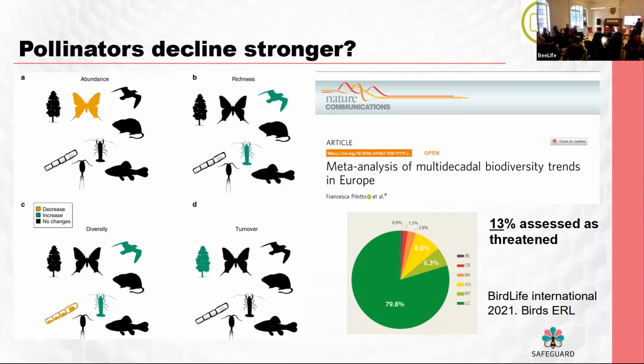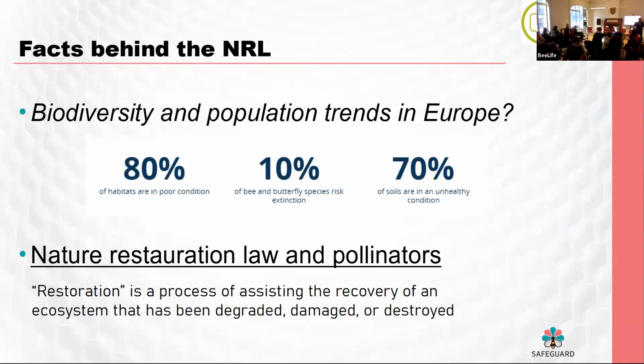So just to sum up, when we are talking about biodiversity and population trends in Europe, yes, we have a decline. 10% of bees and butterflies are at risk of extinction, and there are a lot of habitats also that are in poor condition and we lose. So based on these facts, based on this evidence, the institution proposed a law for restoration. And here I put this important definition of what we are talking about when we are talking about restoration. Restoration is an active process. It means that we, land managers, are going to put some actions to assist the recovery of the ecosystem that was degraded. So it's not only about letting nature come back, it's also supporting nature.